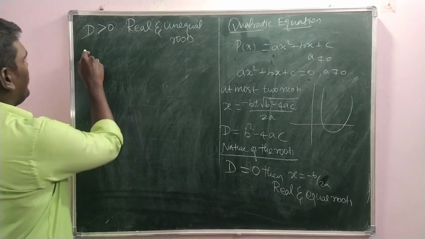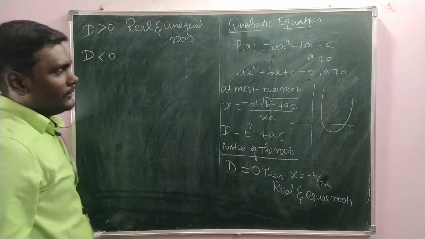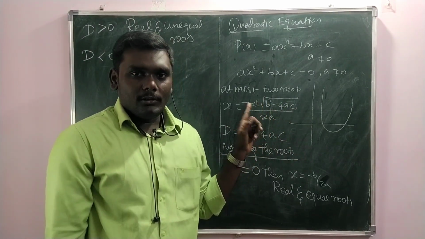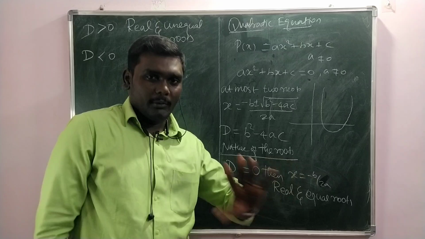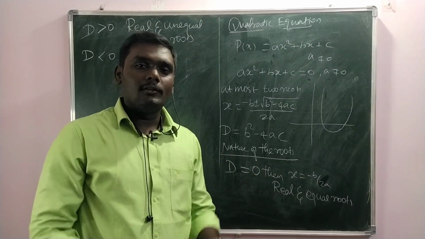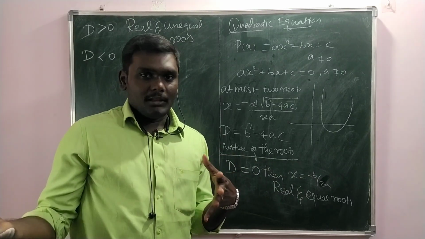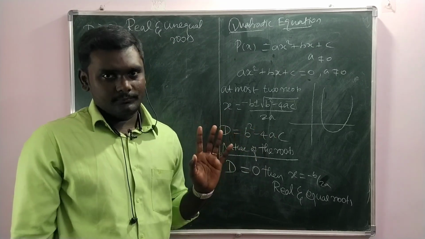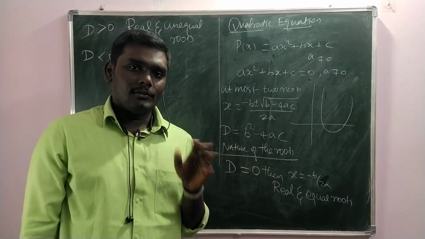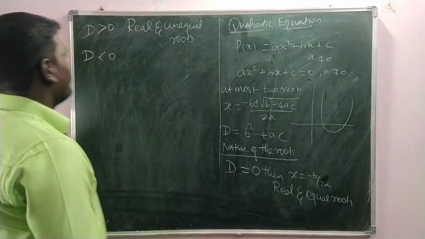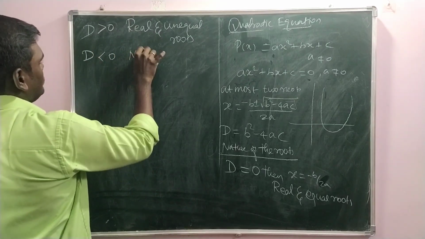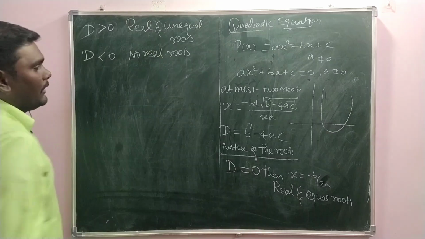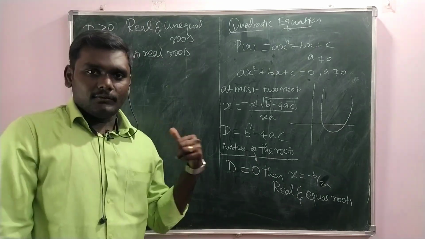And suppose this delta is less than 0, so it becomes a negative number. A negative number inside the square root is prohibited. That gives you a complex number, but we should not use the word complex. We are supposed to use 'no real'. Whenever it occurs, you should say no real roots. These are the nature of the roots.